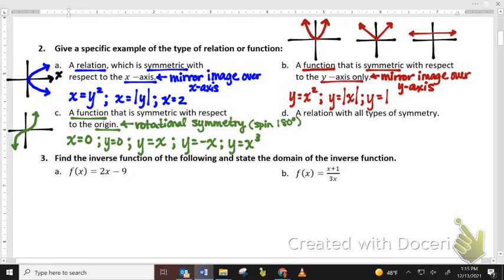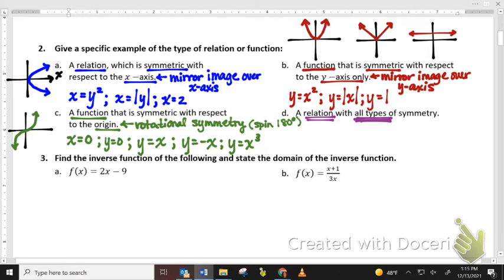Part D, I want a relation with all types of symmetry. Why do you think it says relation and not function? So you can have an absolute value or a parabola. Absolute value and parabolas are functions. Are they just not one-to-one? They're not one-to-one, correct? Functions don't have all types of symmetry. They can't have x-axis symmetry, right?